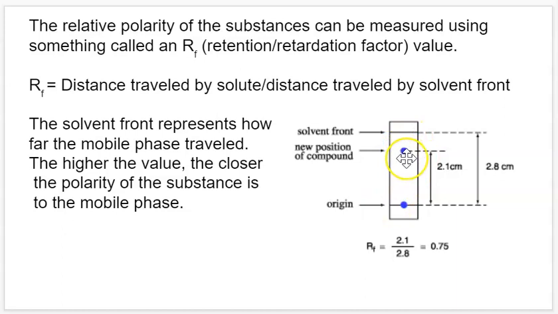which is telling us that whatever this blue dot is, it's pretty close in polarity to the mobile phase, but not quite the same. The closer that value is to 1, the more similar they are in polarity. And you can imagine that if we were looking at the yellow dye in the previous example, it would have a much smaller RF value.